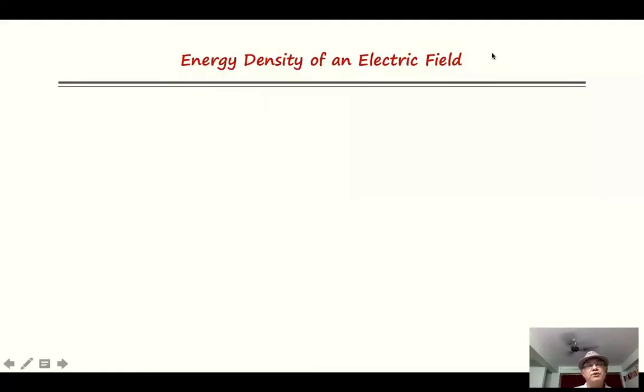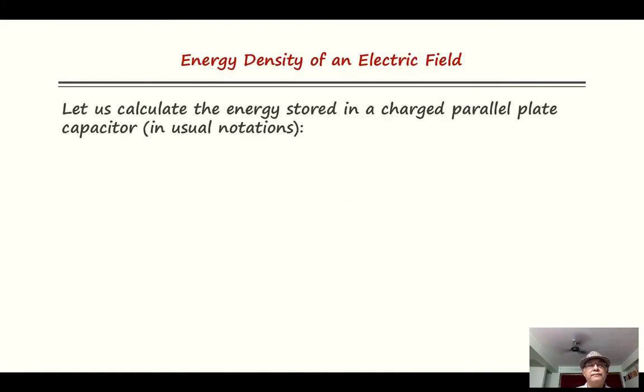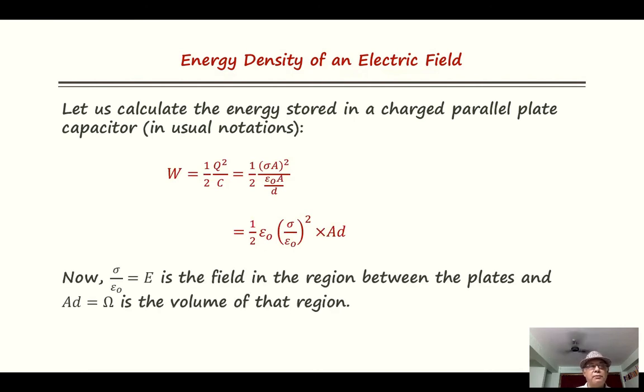We have come to the last topic of the present lecture, energy density of an electric field. Let us calculate the energy stored in a charged parallel plate capacitor. We'll be using usual notations. The energy stored W can be shown to be equal to half epsilon naught within brackets sigma by epsilon naught whole square into A into d. Now sigma by epsilon naught equal to E is the field in the region between the plates, and A multiplied by d equal to omega is the volume of that region.